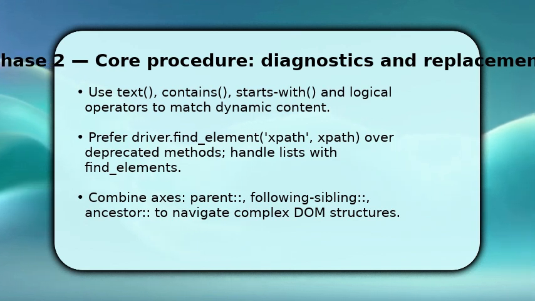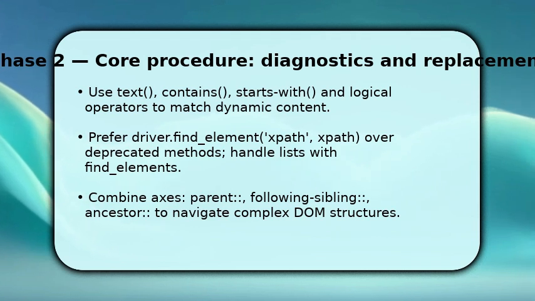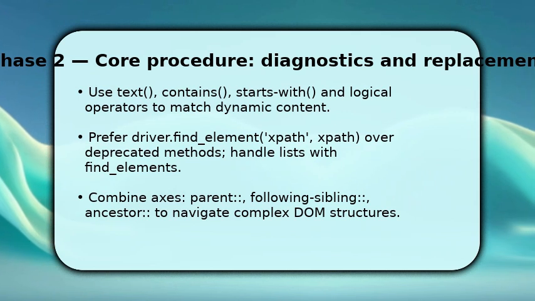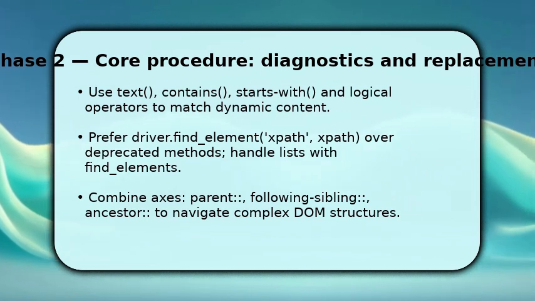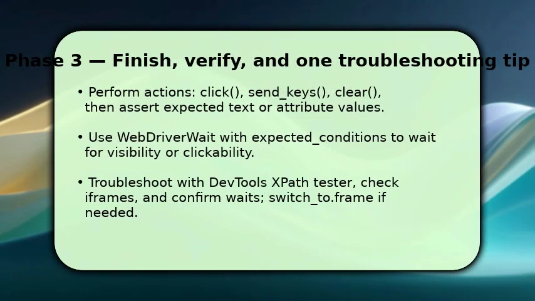Also, apply axes like parent or following-sibling when the target lacks unique attributes. This approach works because it mirrors the DOM relationships, giving you resilient XPaths that survive layout changes and reduce false positives during automated runs.